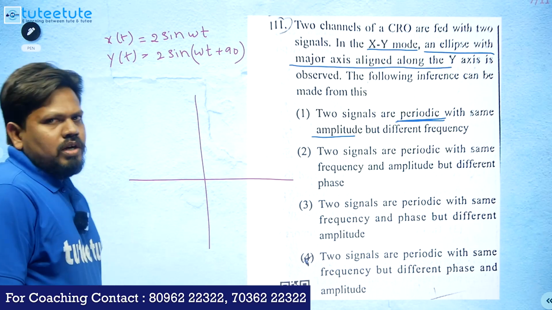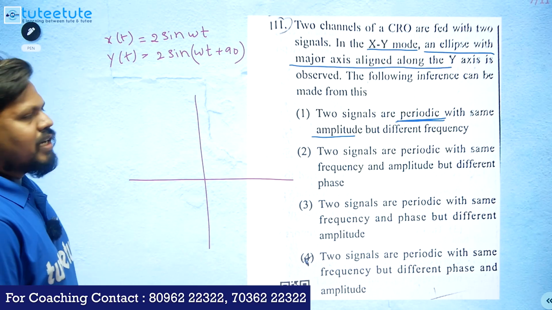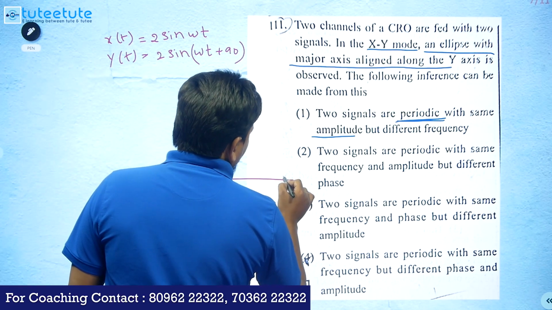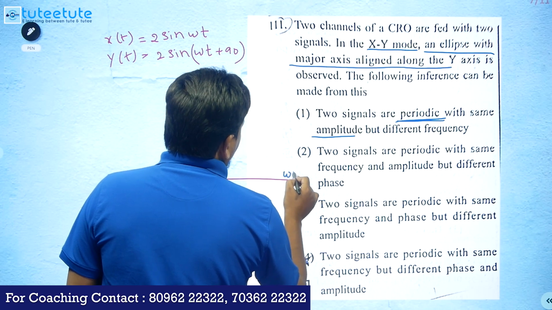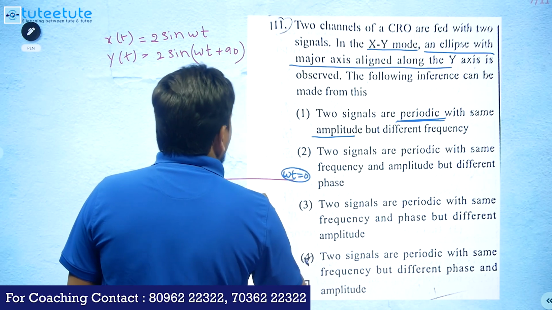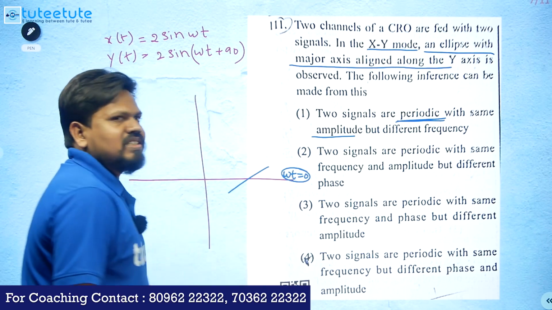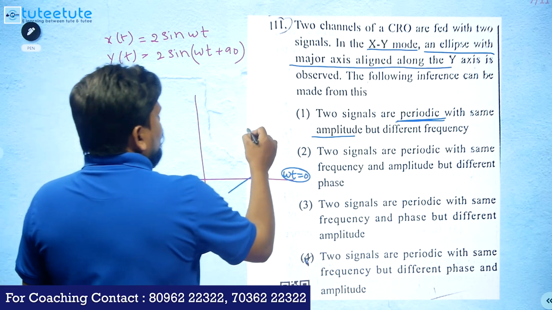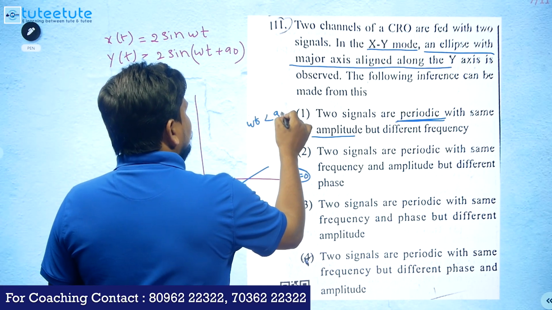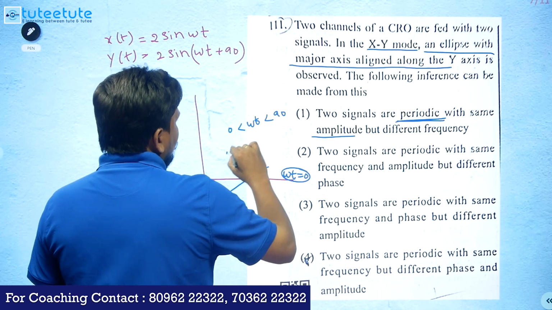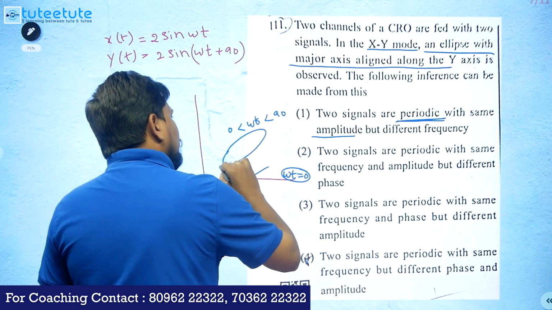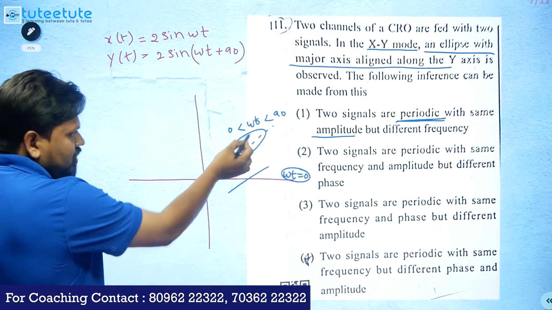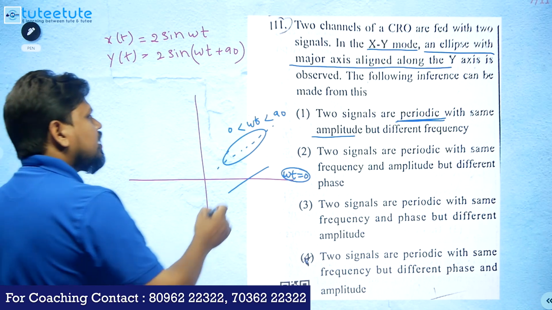Okay, if these two are the signals, then what will we get? If omega t equals 0, what will we get? We will get a straight line like this, linear. Whenever omega t is between 0 to 90, you will get an ellipse with the major axis in the first and third quadrant. See, this is the first quadrant, this is the third quadrant.